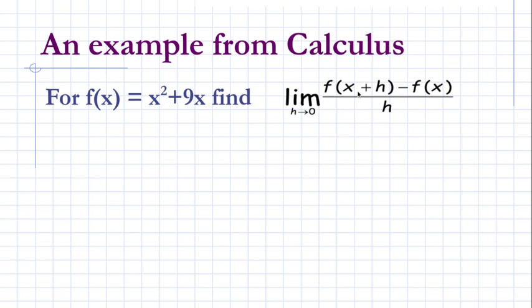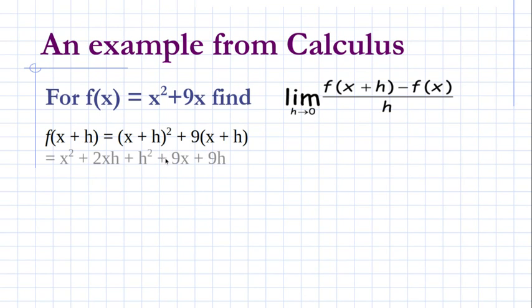So we're going to do the same thing we did in the last one. We're going to evaluate f of x plus h off to the side and f of x, and then substitute them in. So since this is our function, for f of x plus h, we're going to replace x with x plus h here and here. And then we're going to distribute and combine like terms. So here we have to FOIL because we have our binomial squared, which would give us x squared plus 2xh plus h squared. And then here we just have to distribute the 9.